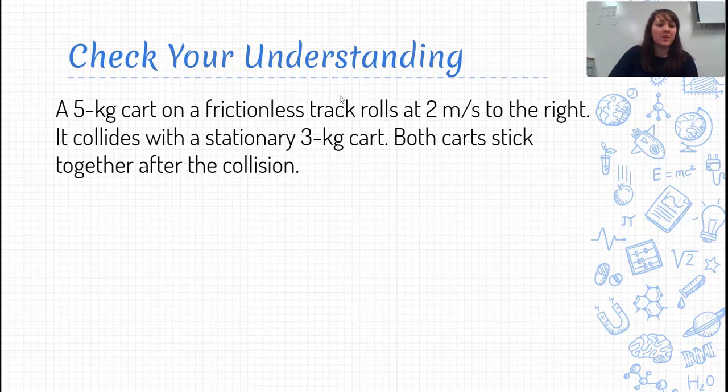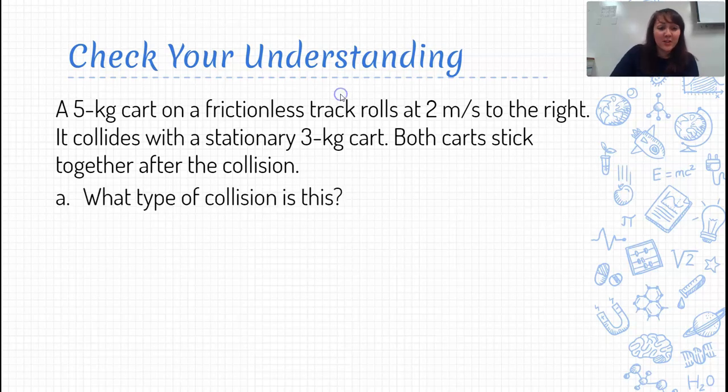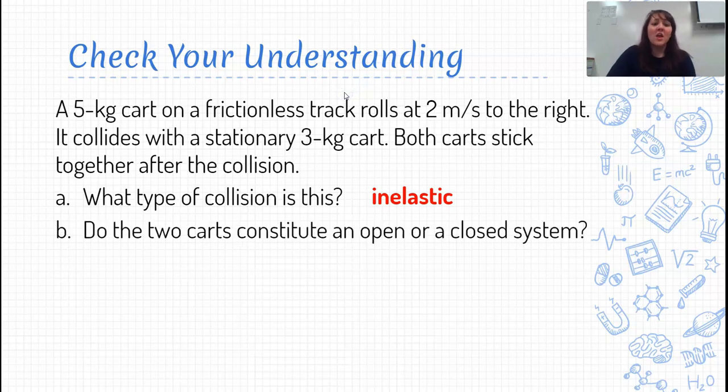Say we've got a 5 kilogram cart on a frictionless track. It's rolling at 2 meters per second to the right. It then collides with a 3 kilogram cart that is stationary, and both carts stick together after the collision. First question, what type of collision is this? Since both carts stick together after that collision, we know this must be an inelastic collision.